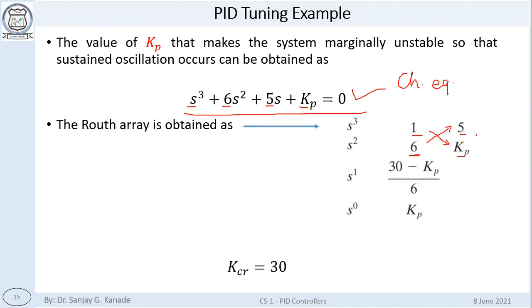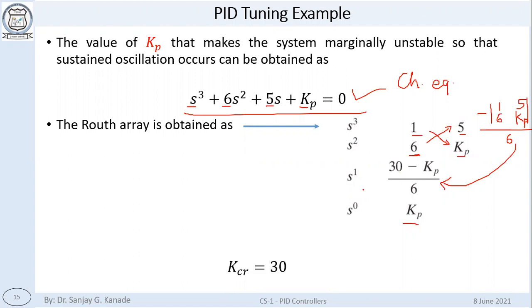How does it come? If you can recall, it is the determinant of the above two rows, minus of that, divided by 6, right? So this is what this element is. If we solve this, we get (30 minus Kp) upon 6, and here we get Kp.